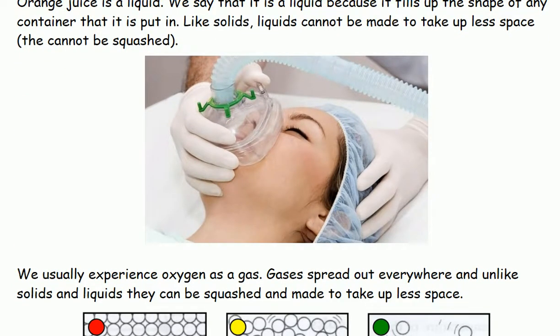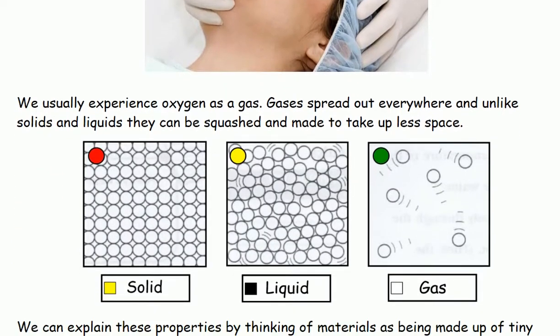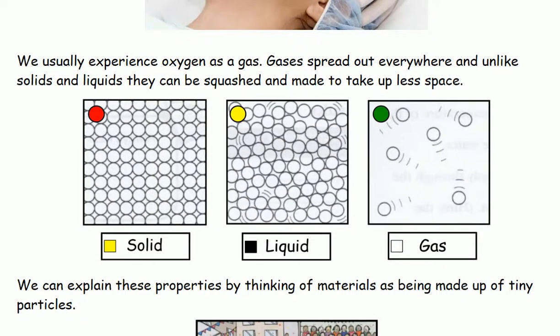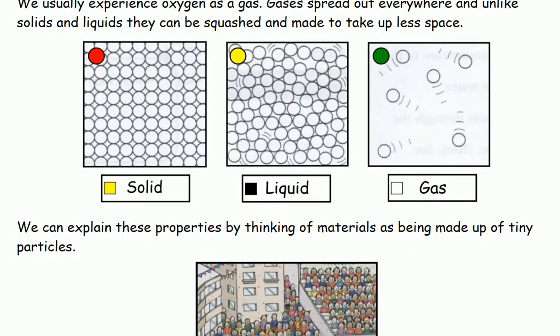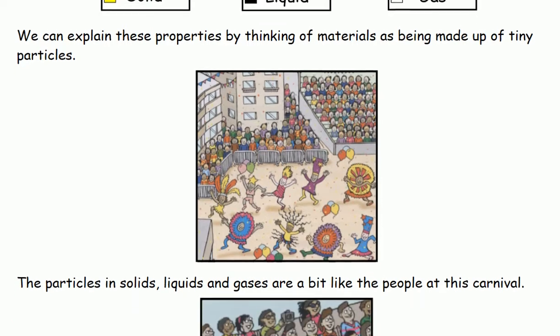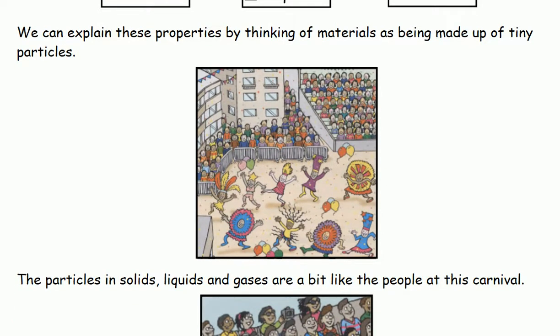We usually experience oxygen as a gas. Gases spread out everywhere, and unlike solids and liquids, they can be squashed and made to take up less space. We can explain these properties by thinking of materials as being made up of tiny particles. The particles in solids, liquids and gases are a bit like the people at this carnival.